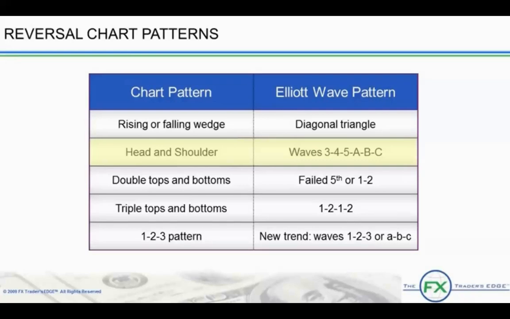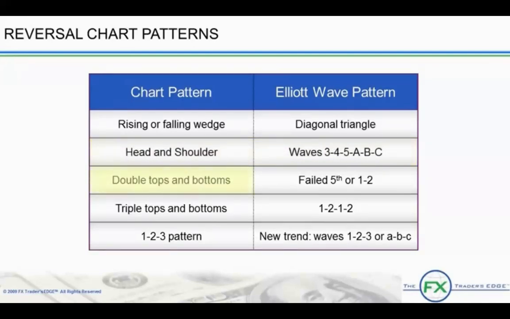Imagine completing a wave 3, 4, and 5, which is the left shoulder and the head, followed by the ABC correction, which forms the right shoulder. Waves 3 and B form the shoulders, and wave 5 is the head. A break of the neckline would be consistent with the C wave, which is an impulse 5-wave move in itself.